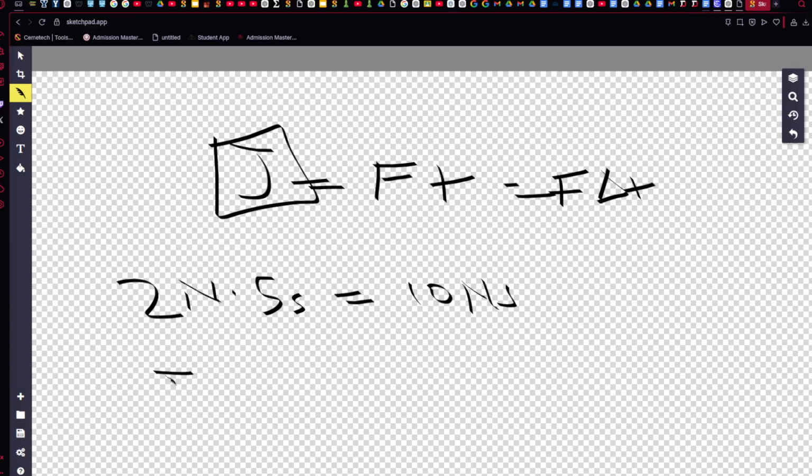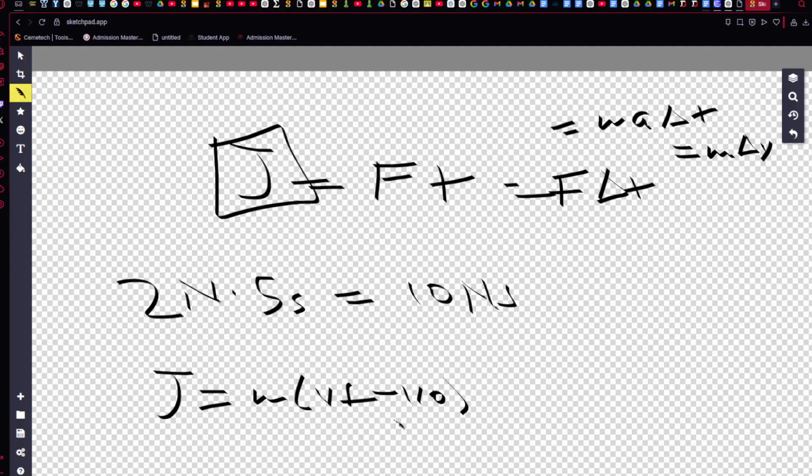But what is impulse equal to? Impulse is equal to m(vf minus v0). The logic is quite clear. F is equal to ma, times delta t. a delta t is equal to change in velocity, so it's m delta v, which is the exact same thing here. So that means in this case, 10 Newton seconds would be equal to the change in linear momentum, which we'll get to in a little bit too.